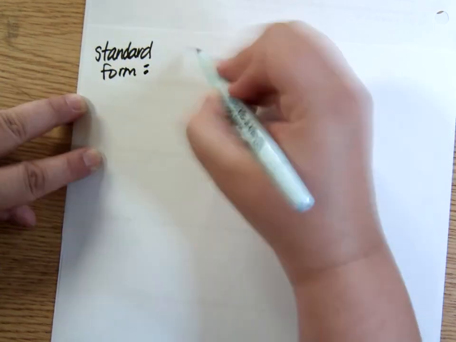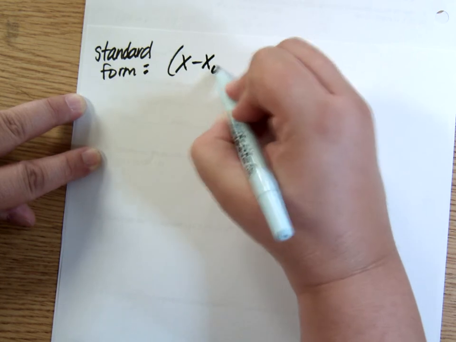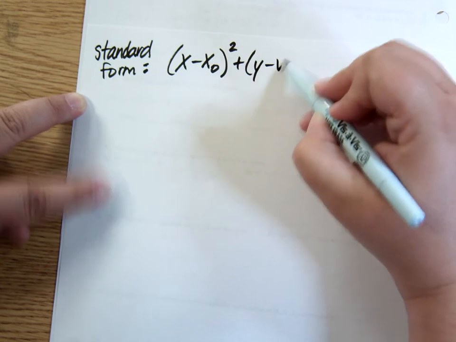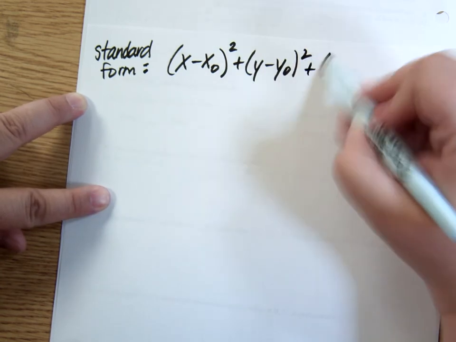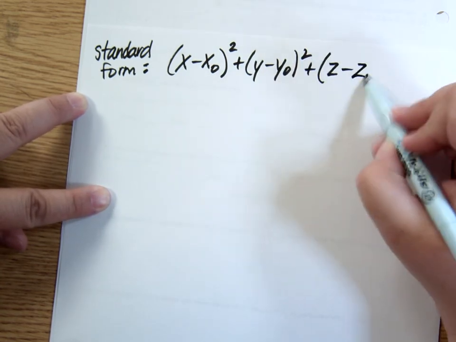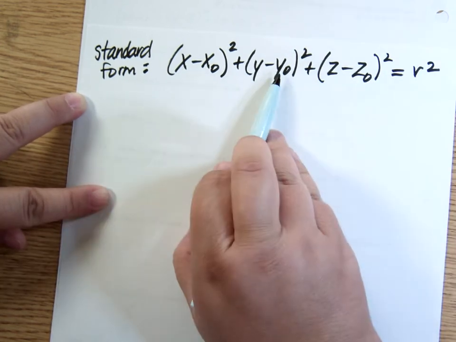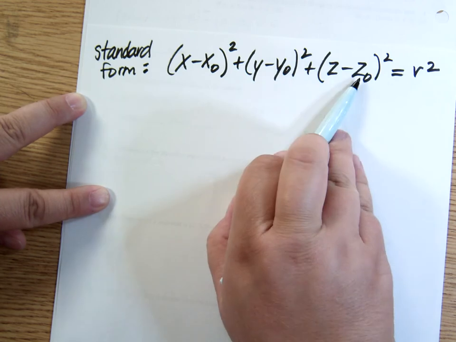The one we looked at had x sub o for the x value of the center, y sub o for the y value of the center, and z sub o for the z value of the center. Another thing you can sometimes have is h, k, just like a circle, and then l: h, k, l.